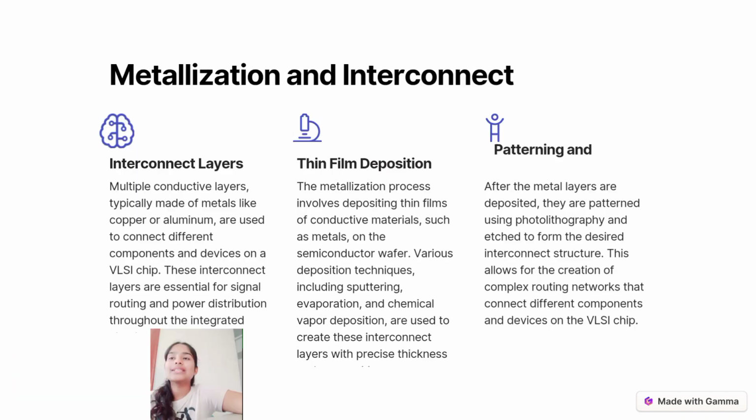Next we have metallization and interconnect layers. Interconnect layers, multiple conductive layers typically made up of metals like copper or aluminium, are used to connect different components and devices on a VLSI chip. These interconnect layers are essential for signal routing and power distribution throughout the integrated circuit.